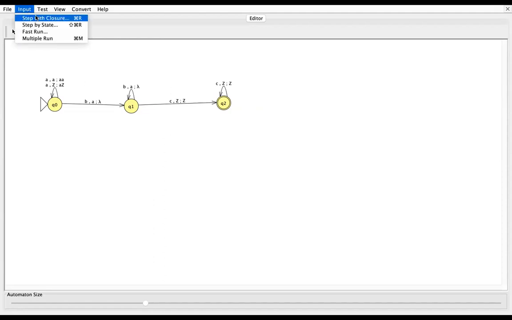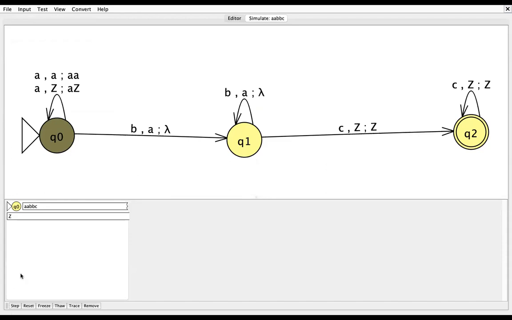Now we will try to test this. Let's take my input to be AABBC, two A's, two B's, and a single C. Let's see what happens. Step 1, A comes at Q0. Step 2, A comes again at Q0. Step 3, an A is popped because we encounter a B. And again, an A is popped because we encounter a B. And now we encounter a C. So it goes directly to Q2, because C does no operation on the stack.